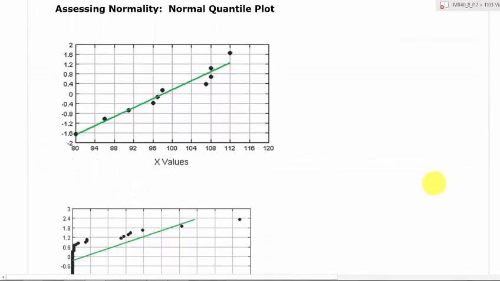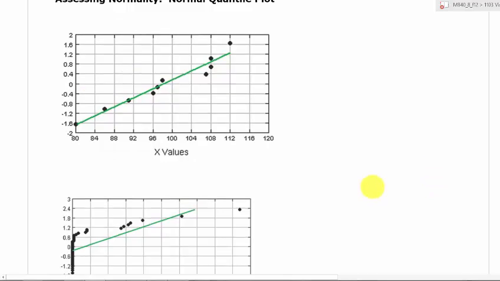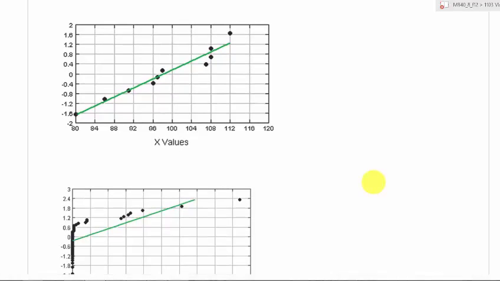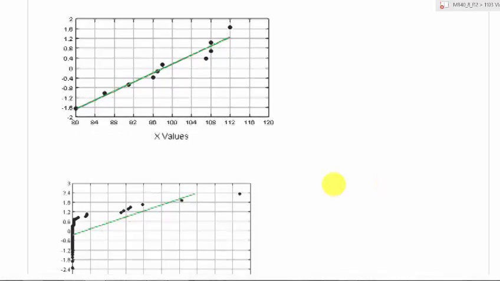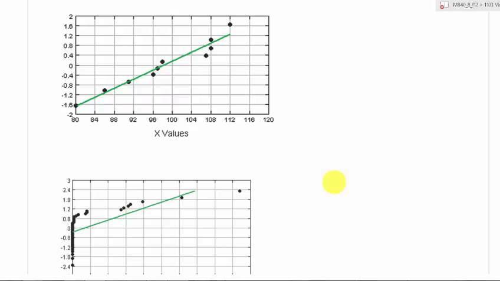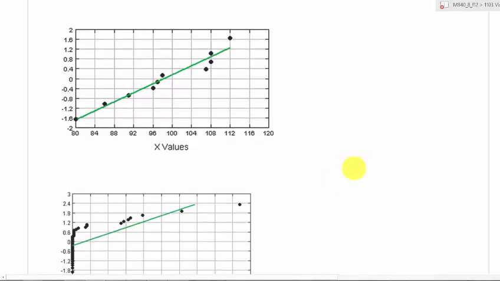Next, these are called normal quartile plots. We probably won't be doing these in class. We can do them using Minitab fairly easily, and I think even the graphing calculators can do them as well. This is a way for us to look at data and determine pretty quickly whether the data might have a normal distribution or not. So what we want is for the data to be approximately on a line.